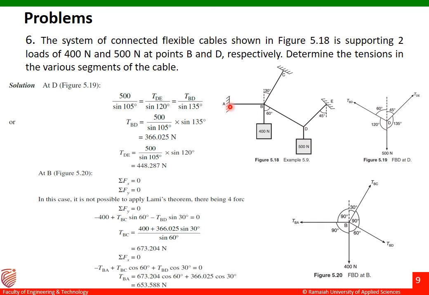And then you can see these cables are supported at point A, supported at point C, and then supported at point E over there. And then you can see loads are applied at point B and then point D. So what we have to do in this problem is find out the tension in each cable over there. That is tension in BA, tension in BC, tension in BD, and then tension in DE.